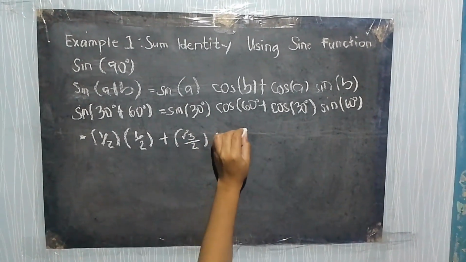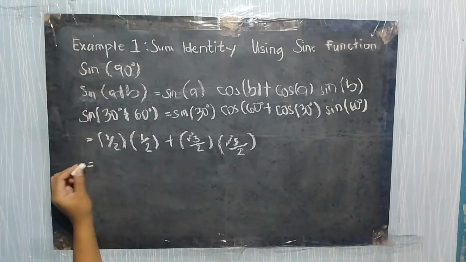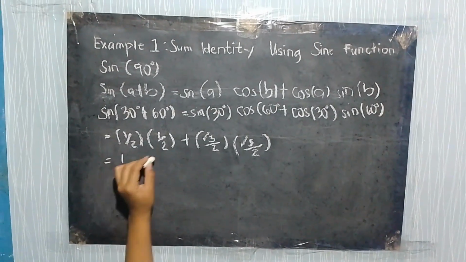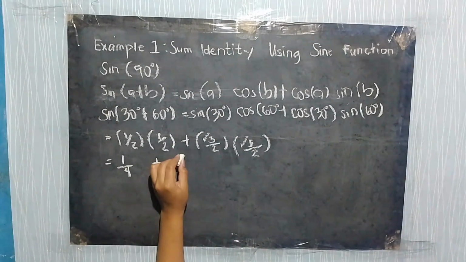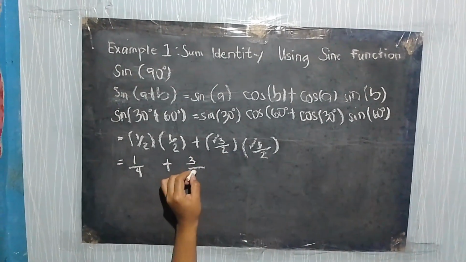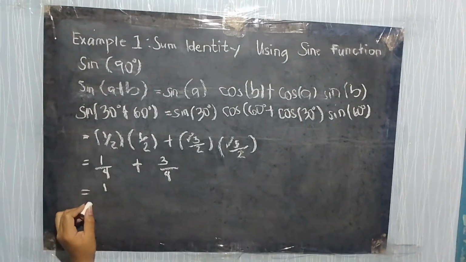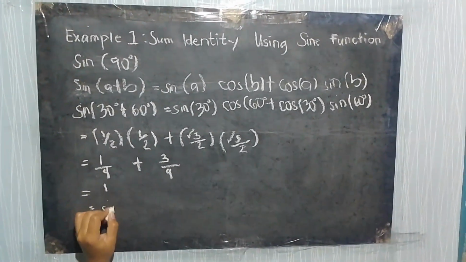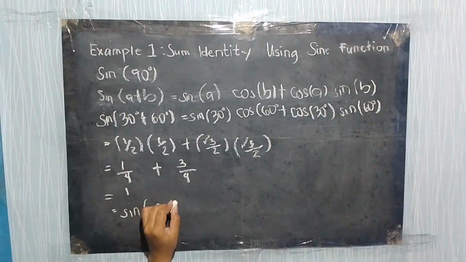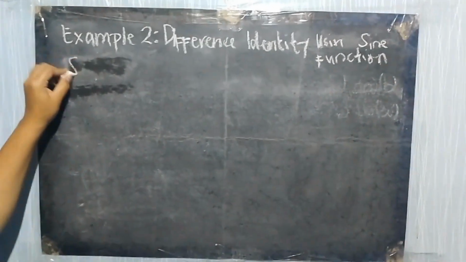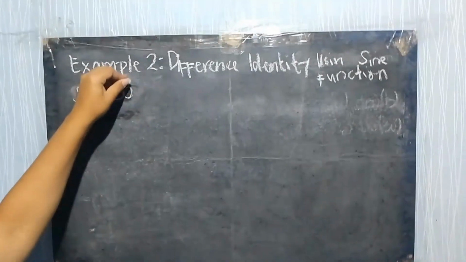So 1 times 1 is equal to 1, 2 times 2 is equal to 4. Radical 3 times radical 3 is equal to 3, and 2 times 2 is equal to 4. 1/4 plus 3/4 is equal to 1. Therefore, sine 90 degrees is equal to 1. Now, let's move on to our next example.